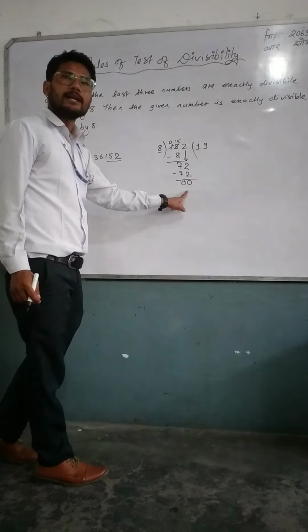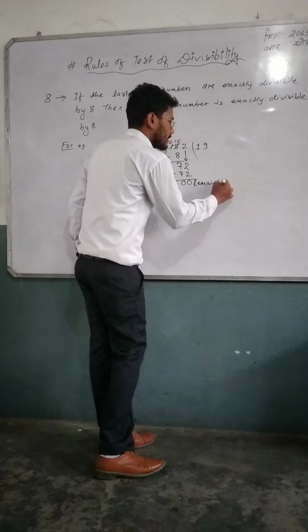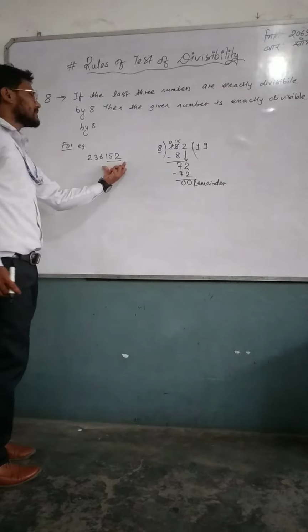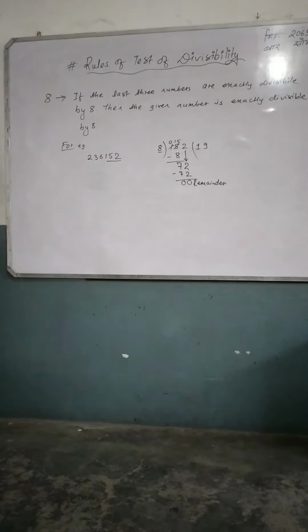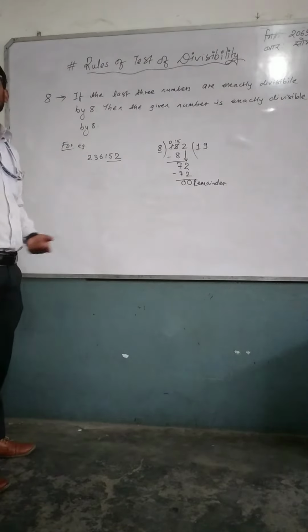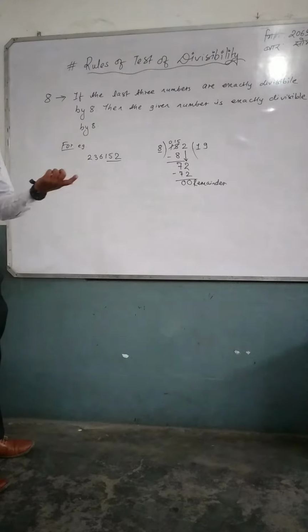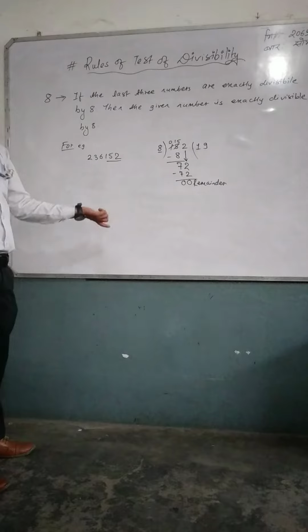So we got remainder 0, isn't it? Remainder is how much? 0. That means if last three numbers are exactly divisible by 8, you have to understand that whole number is exactly divisible by 8 only. Now you can check also whether the rule is correct or not. We can check, and checking also we have same process only, division.